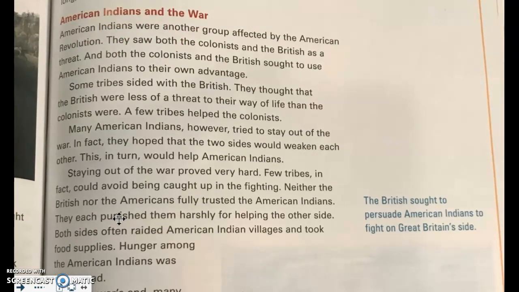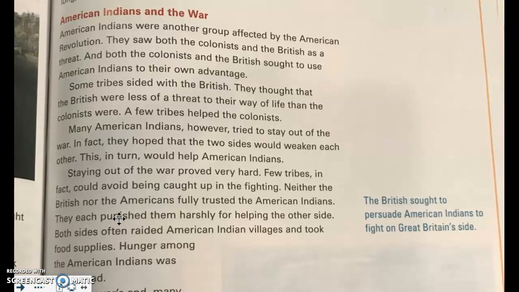American Indians and the war. American Indians were another group affected by the American Revolution. They saw both the colonists and the British as a threat, and both the colonists and the British sought to use American Indians to their own advantage. Some tribes sided with the British. They thought that the British were less of a threat to their way of life than the colonists were. A few tribes helped the colonists.